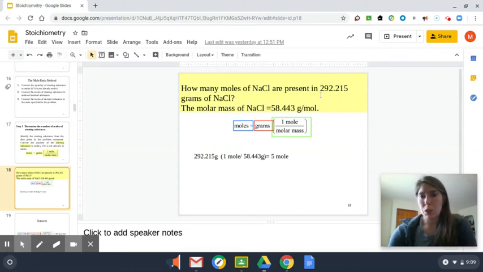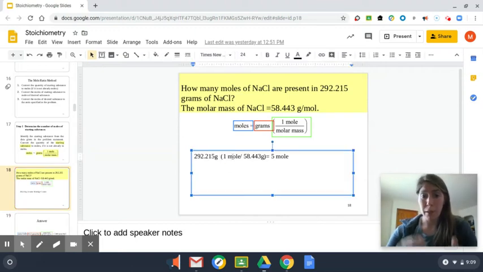Now, this is usually a lot more decimals than Mr. Kriya or I actually use, but if I plug this into a calculator, so my grams, 292.215 grams, and I multiply it by my mole ratio, my 1 mole over molar mass, which if I'm going to be keeping my same number of decimals here would be 58.443 grams, okay, I'm going to get exactly 5 moles. So that is my start.